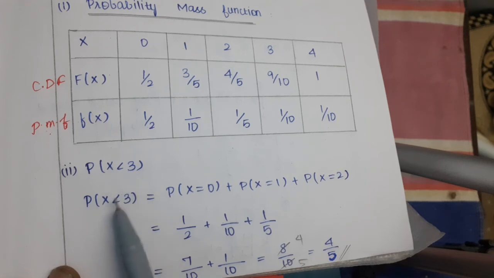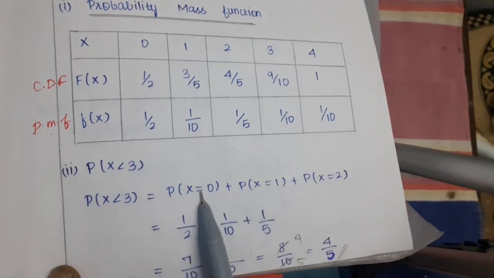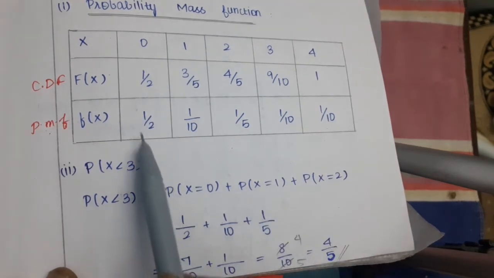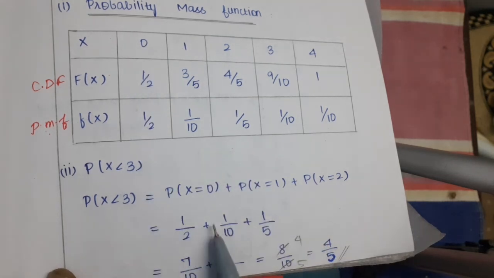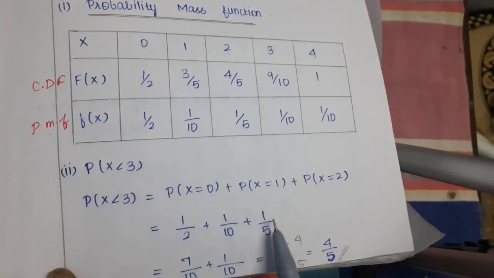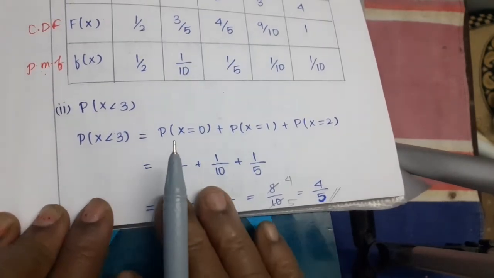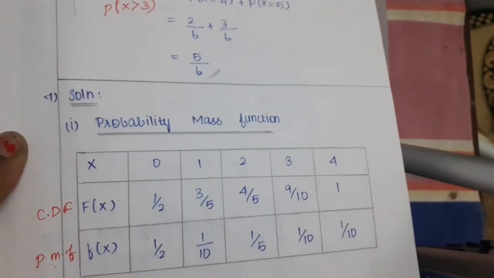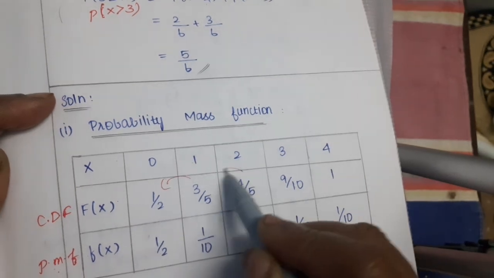What is the second subdivision? Probability of x less than 3. Less than 3 means select 2, 1, 0. Probability of x equal to 0, x equal to 1, x equal to 2. Always use small f of x, because probability means the probability mass function, not the cumulative distribution. So P of x less than 3: x equal to 0 is 1 by 2, x equal to 1 is 1 by 10, x equal to 2 is 1 by 5. After we take the LCM, the result is 4 by 5. From cumulative distribution to probability mass function, you subtract the second term from the first term, similarly for the other values.